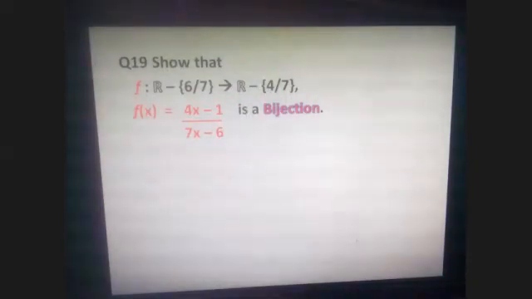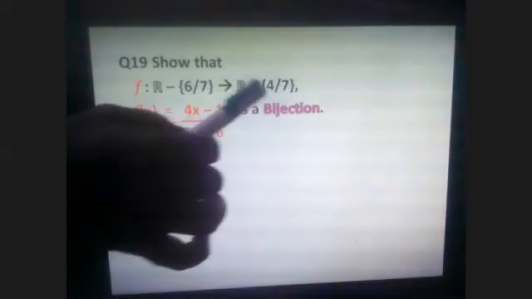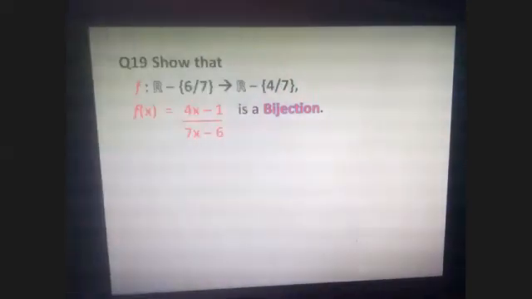Now, I have a question here. This is a very common question which is asked in board exams. f from R minus {6/7} to R minus {4/7}. Why R minus {6/7}? 6/7 is not in the domain. Why R minus {4/7} as codomain? The range cannot have 4/7. That's why I have taken R minus {4/7}.